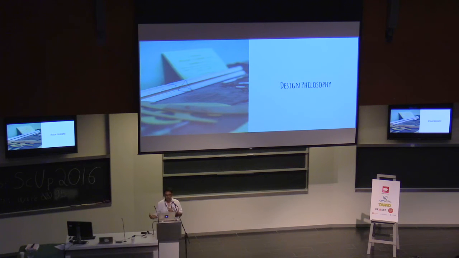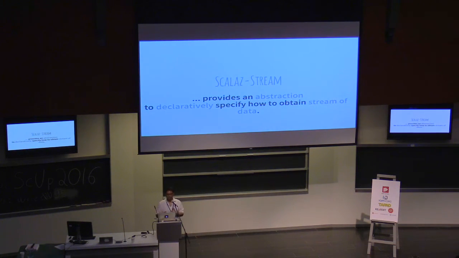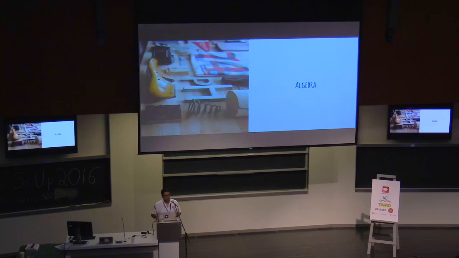It actually is a recursive data structure by which it models an infinite or finite list, or finite stream. But to simplify this data structure, you can think of it as a lazy list where each of the elements is either a data or an effect. I'm going to explain more what that implies. But in essence, Scala Stream provides you an abstraction to declaratively specify how to obtain a stream of values or data. In order to provide that abstraction, it is based on algebra. The core of that algebra is Process.